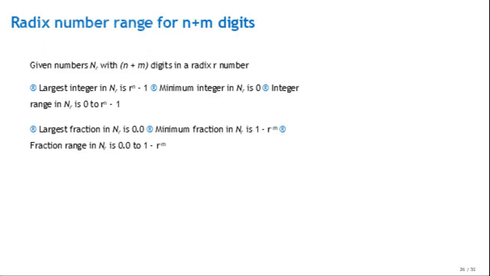Similarly, the range for fractions in a given radix is defined. The largest fraction is 1 − r^−m, and the smallest fraction is 0.0. This defines the fractional range in the given radix.